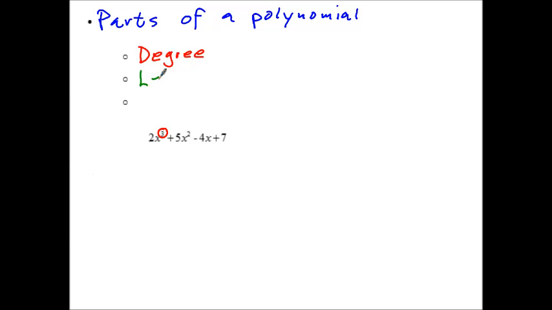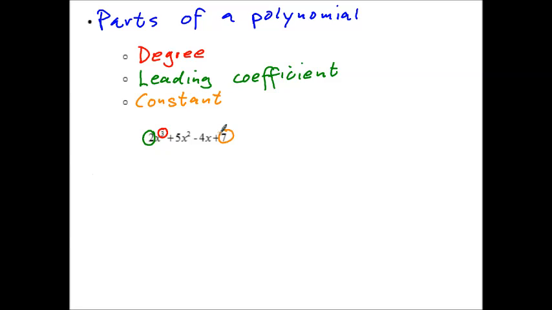Then we have the leading coefficient, and the leading coefficient is the coefficient of that first term with the highest exponent. In this example, that would be the number 2, the coefficient of the term 2x cubed. And then also very important in lessons to come soon, the constant. The constant is the term that has no variable with it.